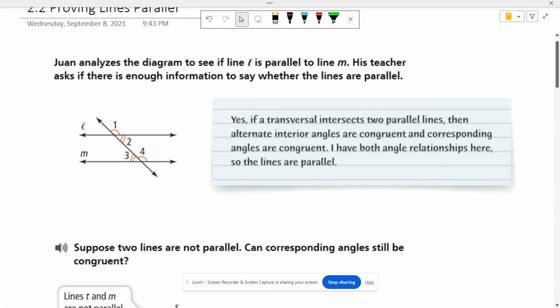Now, in this next section, it just takes everything in reverse. If we know we have congruent corresponding angles, then it makes the lines parallel. If we know we have congruent alternate interior angles, then we know it makes the lines parallel. So we're just going in the opposite order. We're looking at the angles first and saying whether the lines are parallel or not.